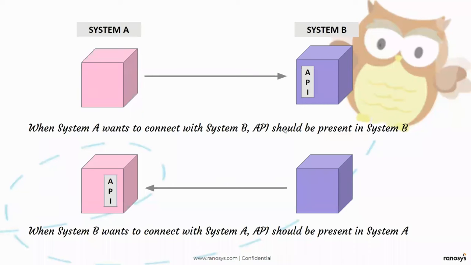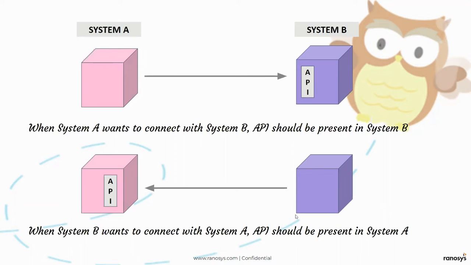Now, there are two concepts which are very important to understand before you can learn integration. And that is when to create an API and when to do a call out. API is nothing but an application programmable interface through which two systems communicate with each other. So the concept says that when system A wants to connect with system B, the API should be present in system B and system A has to call out that API.